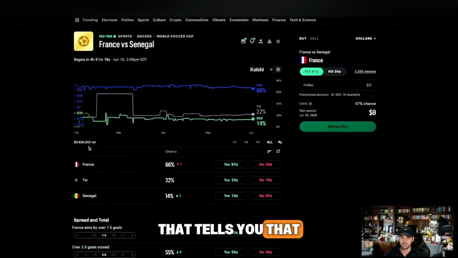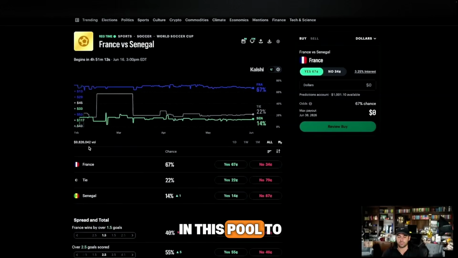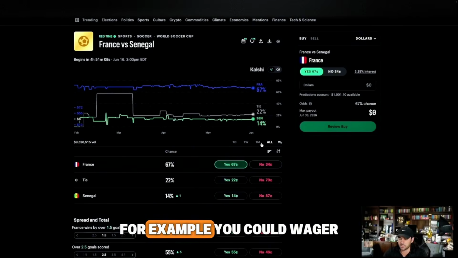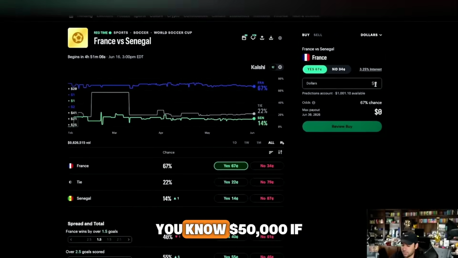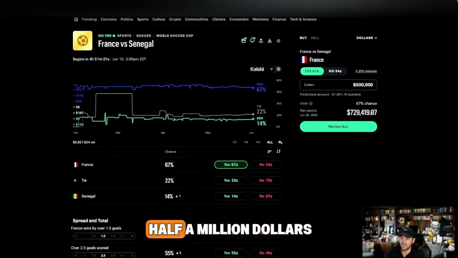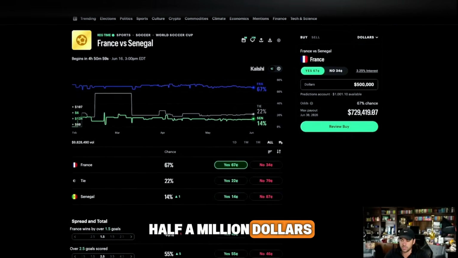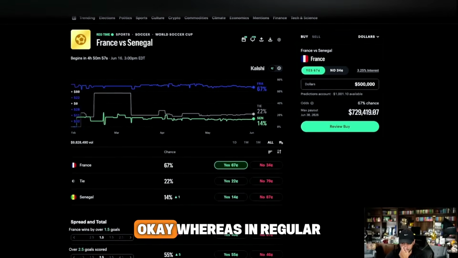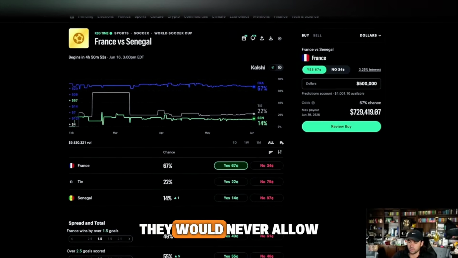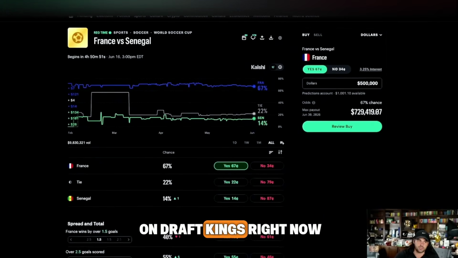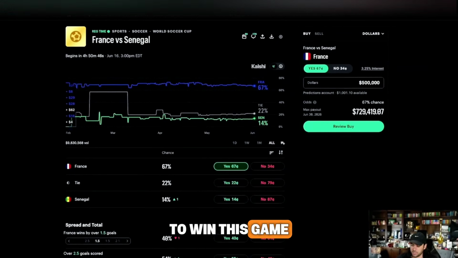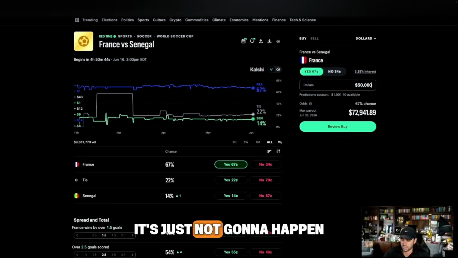That tells you that there is enough money in this pool that if you wanted to bet France, for example, you could wager $50,000 if you wanted to. You could possibly wager up to $500,000. You could wager $500,000 on this if you wanted to. Whereas in regular sportsbooks, you literally cannot do that. They would never allow you. You could never go on DraftKings right now and put $500,000 on France to win this game. They would never let you do that. It's just not going to happen.